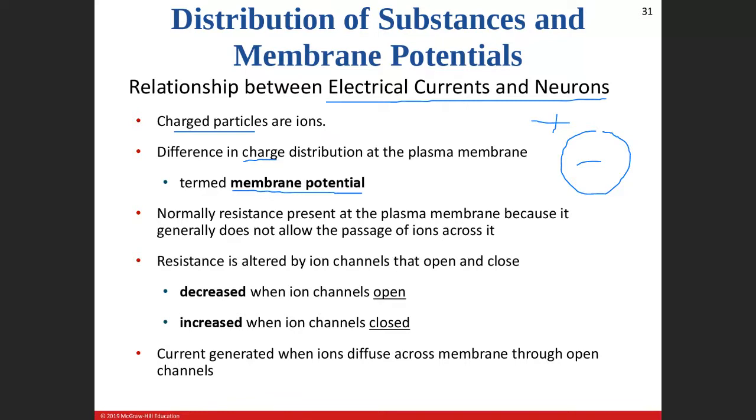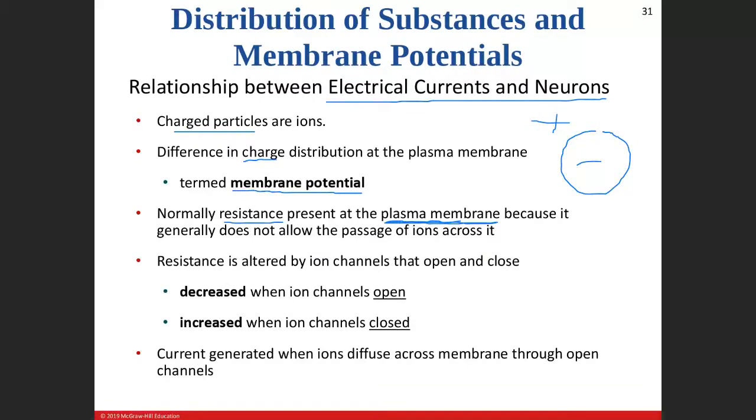Remember, I told you, when we have those leak channels and that sodium-potassium ion pump, it's going to maintain that concentration gradient. It keeps more sodium outside the cell. Sodium's positive. It keeps more potassium inside the cell, but that potassium gets canceled out by those negative charges inside. So the plasma membrane is going to act as a resistor or create resistance because, one, remember, the plasma membrane is semi-permeable.